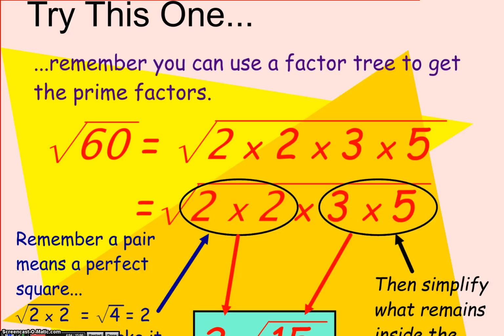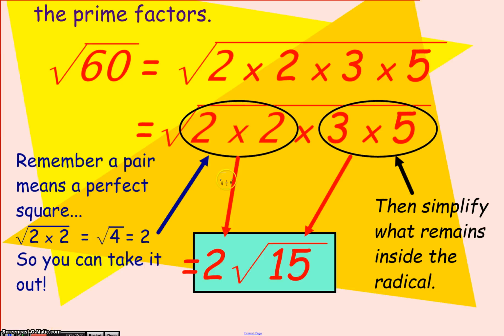Let's look at another example. Remember, you can use a factor tree to get the prime factors, and you need to do that on extra paper or off to the side. But the prime factorization of 60 underneath the radical would be 2 times 2 times 3 times 5. So remember, a pair means a perfect square, and you pull it out. But what you do with what's left underneath there, you multiply them together. So you pulled that 2 out, and 3 times 5 got you the radicand of 15 underneath the radical.